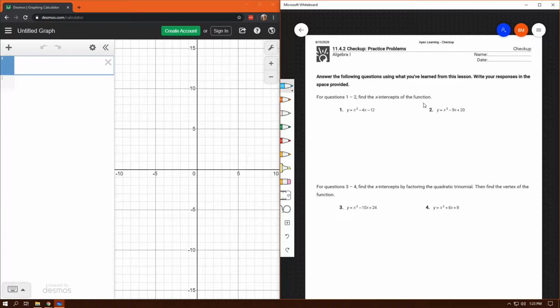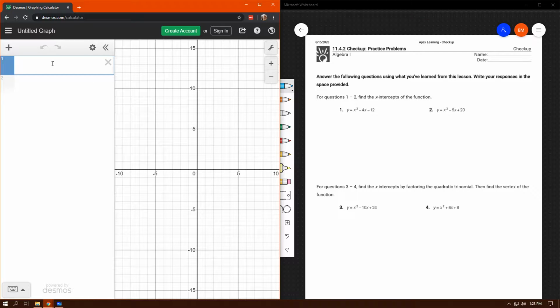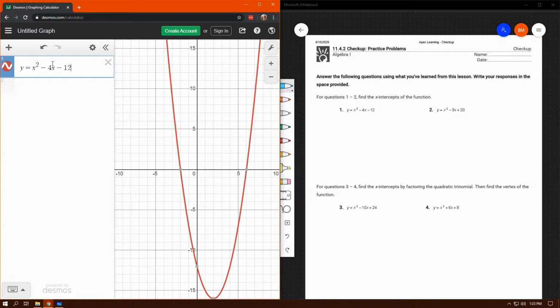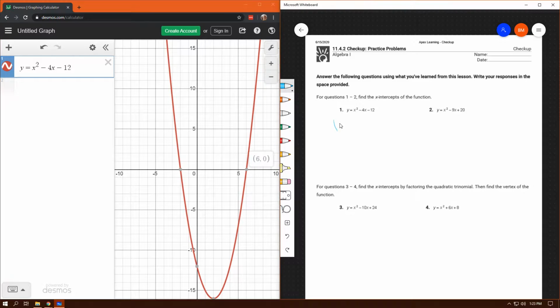So we'll find the x-intercepts of the function. This is graphing. So for question 1, I'm going to type the function into Desmos. And it crosses at the ordered pairs -2, 0, and 6, 0. So my x-intercepts are x equals 6, and x equals -2. Done. That's all I need to do.